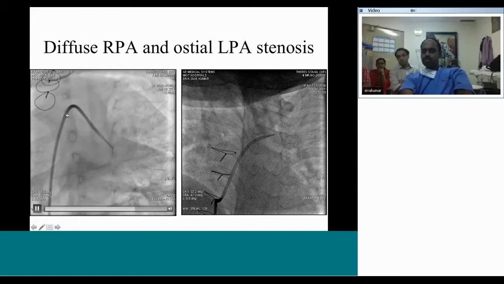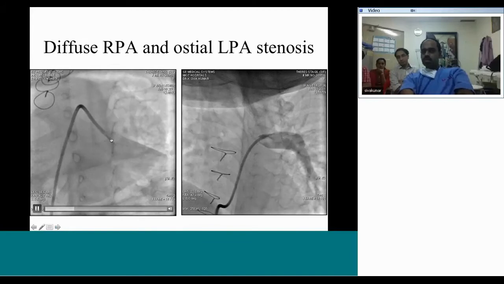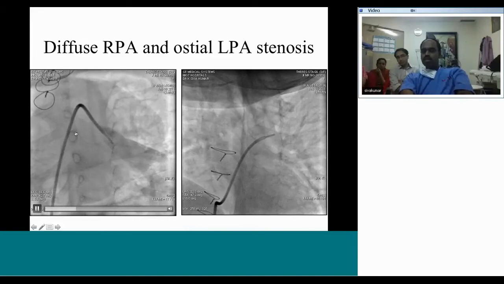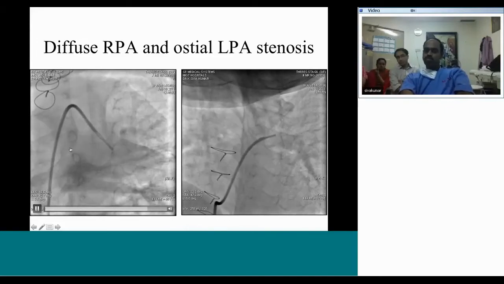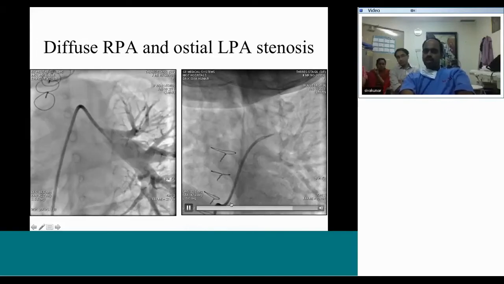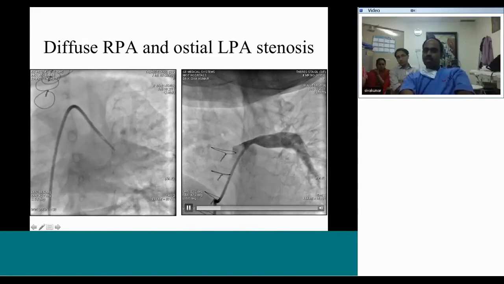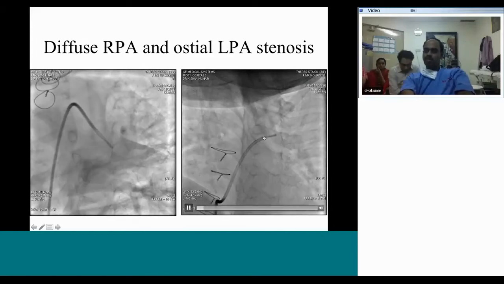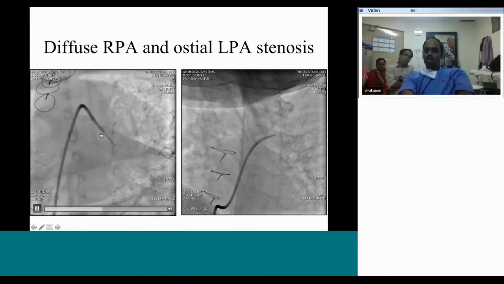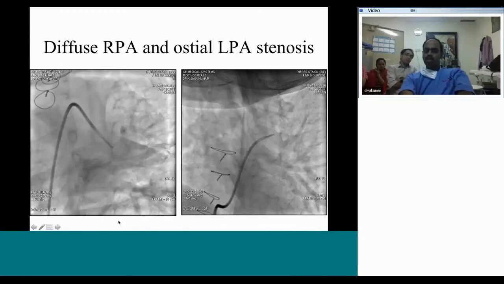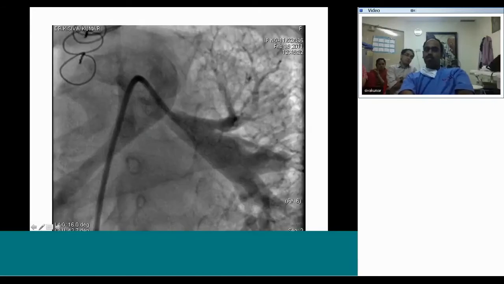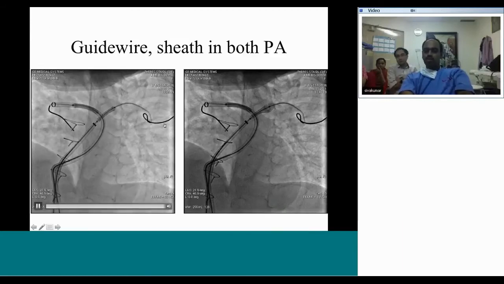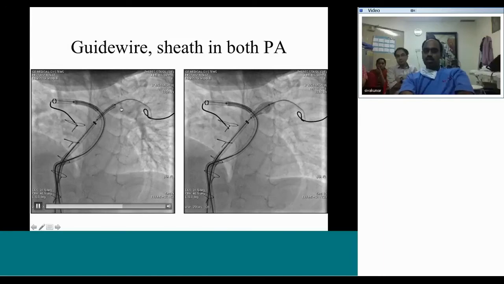This is a patient who is having bilateral pulmonary artery stenosis. So you can appreciate the LPA origin is narrowed here and the entire mediastinal portion of the RPA is narrowed here. So what do you do? You take bilateral venous access. You get some clear angiography about where is the location of the stenosis. So LPA stenosis is confined to the origin and the RPA stenosis is along its entire length. Then after you make the measurements, you go for passing two stiff guide wires and two sheaths across.